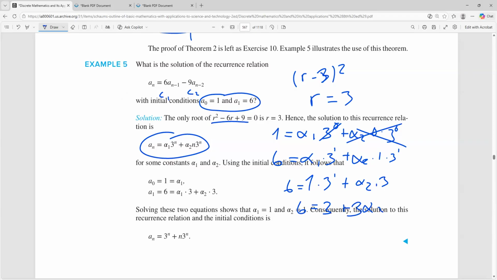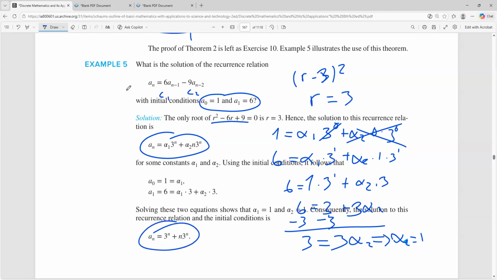Did I do something wrong? I don't think I did. Okay, minus 3, minus 3. 3 is equal to 3 alpha 2. Alpha 2 is equal to 1. And thus we get this equation. Okay, and that's the second case.